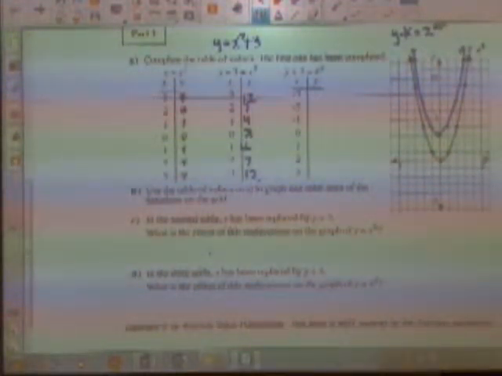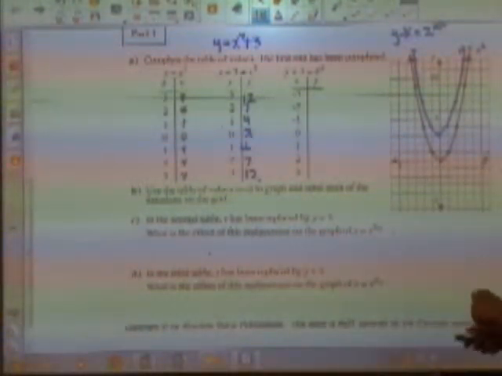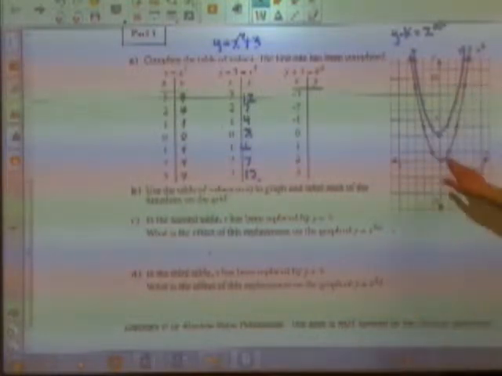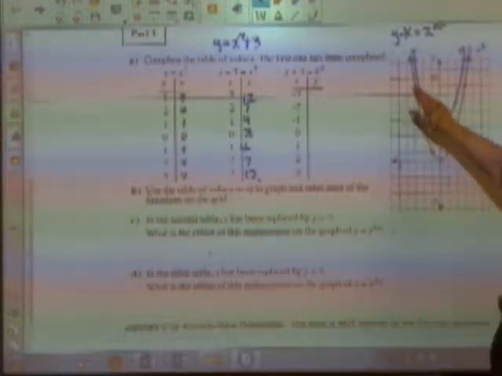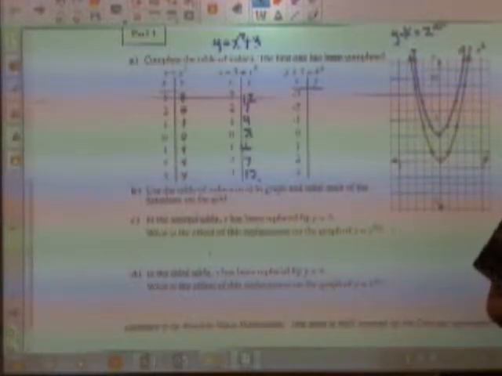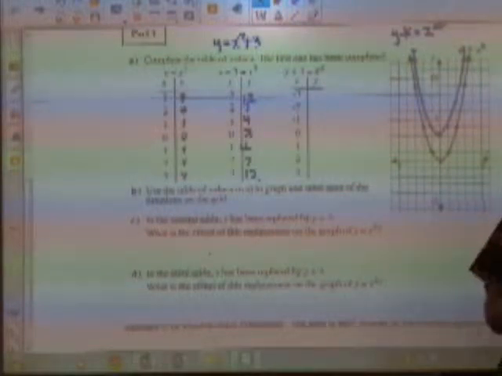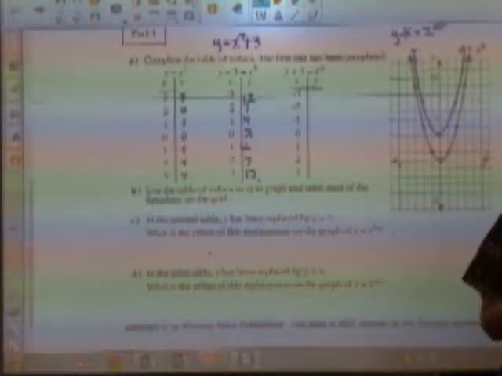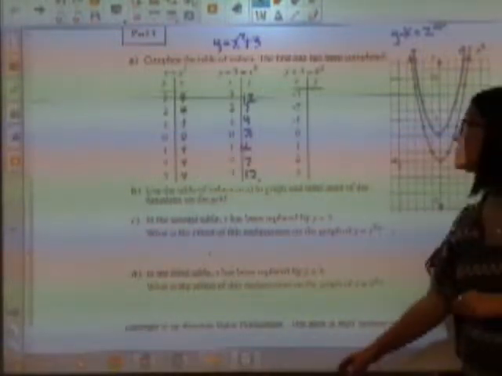Now if I look at the graph drawn in black and the graph drawn in blue, what do you notice about each of the points? They're 3 above the original points. They moved up 3 each time. So the x values stayed the same, but the y values became 3 more.